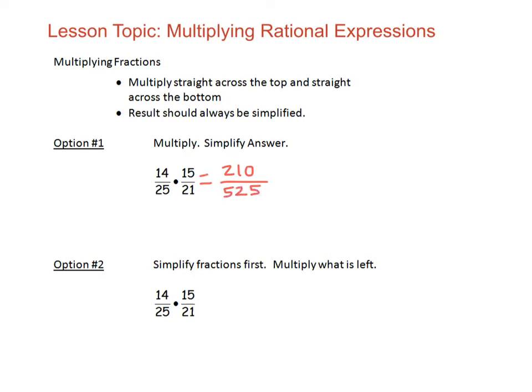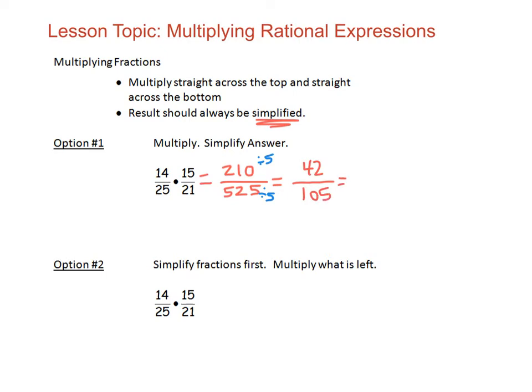Okay, but we know that this result is not simplified. It is not in the most simplified form it could be. So then what we need to do is think about what 210 and 525 are both divisible by. If you think for a second about 210 and 525, you might know right away that they're both divisible by 5. So, okay, let's divide the top by 5, and let's divide the bottom by 5, and our result is 42 over 105.